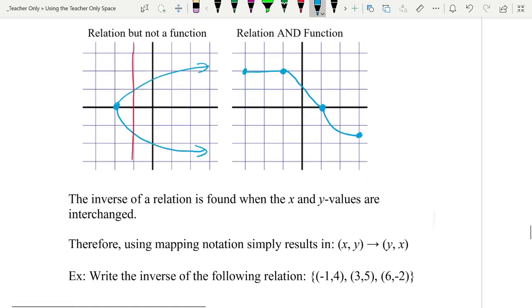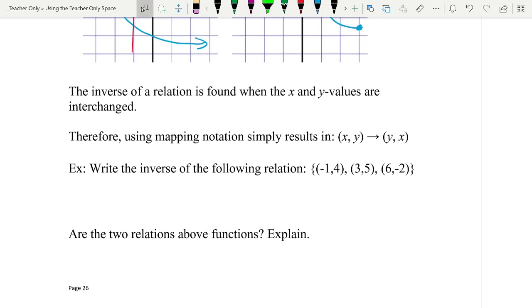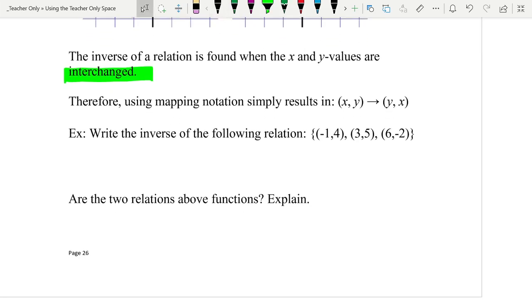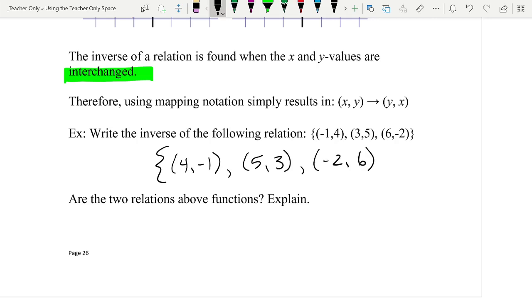The inverse of a relation is found when the x and y values are interchanged. So the mapping notation is that (x, y) becomes (y, x). So for example, the inverse of the relation -1 becomes 4 and 3 becomes 5 and 6 becomes -2 would be the set 4 becomes -1, 5 becomes 3, and -2 becomes 6.